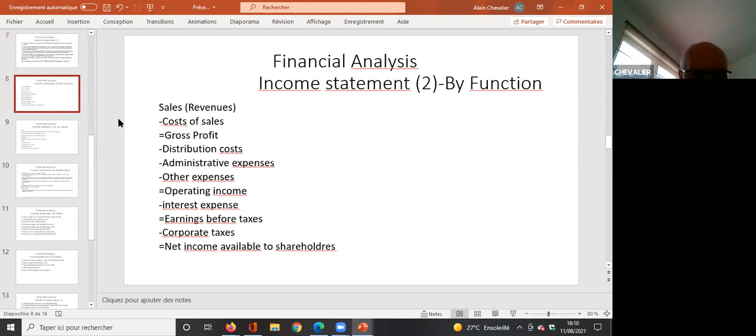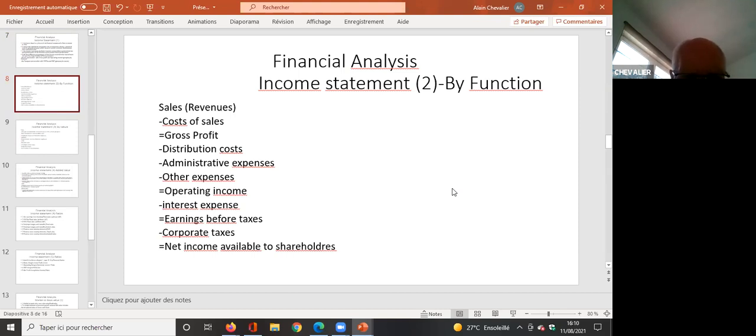Now, if I start with the American style, let's say, which is in fact the presentation by function. The main elements we know here are the gross profit and the operating income. And it is organized by function. Okay. Sales, distribution, administration, finance, and so on. Okay.